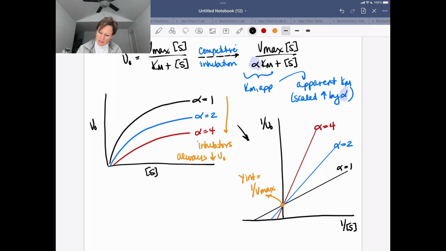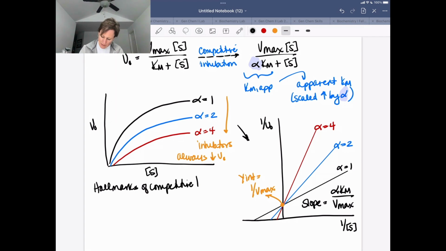Remember, the other piece that we get from our Lineweaver-Burk plots is information from the slope. So the slope in this case is going to be equal to alpha times Km over Vmax. Remembering that that scaling factor gets put with the Km term. All right, so what does all of this mean, and what are the 3 things that I want to make sure that you know and remember are hallmarks of competitive inhibition?